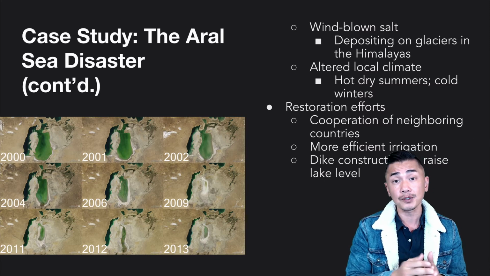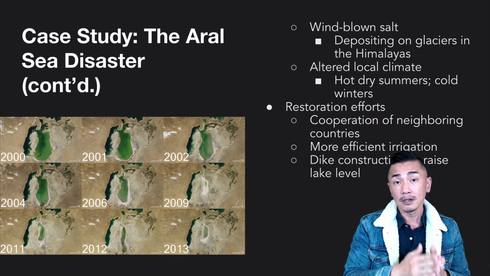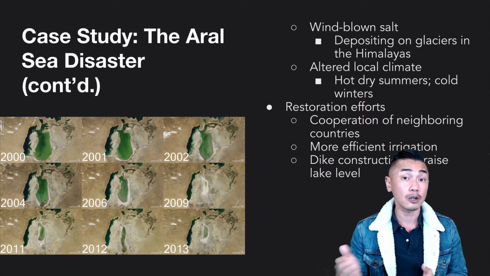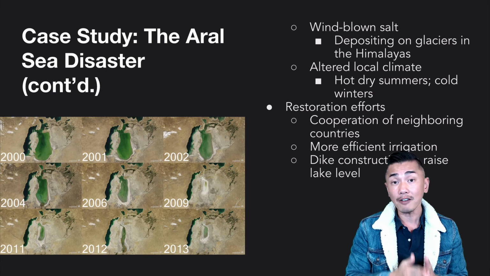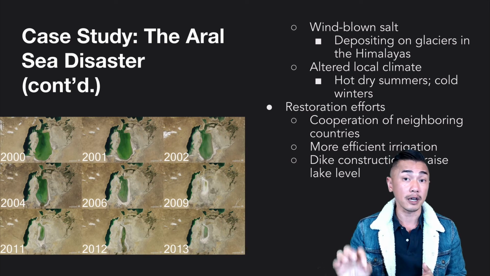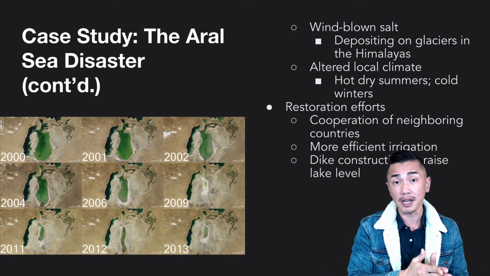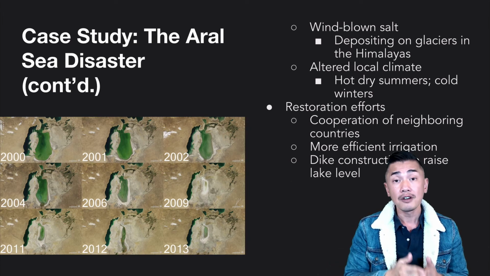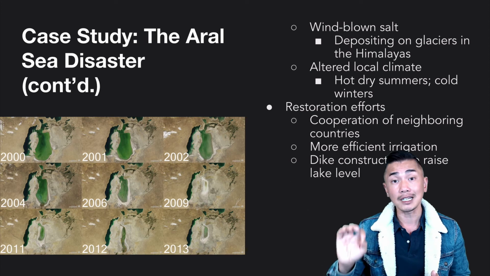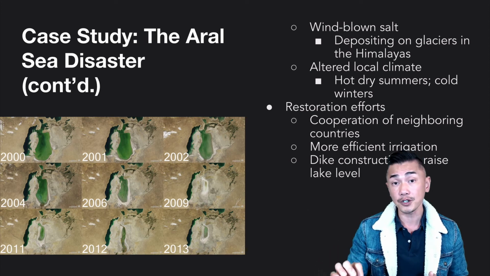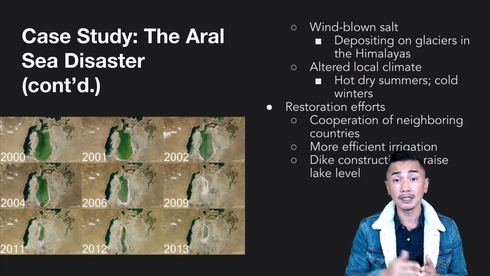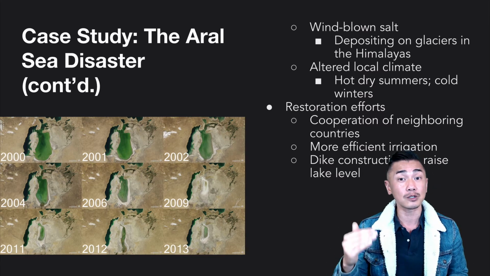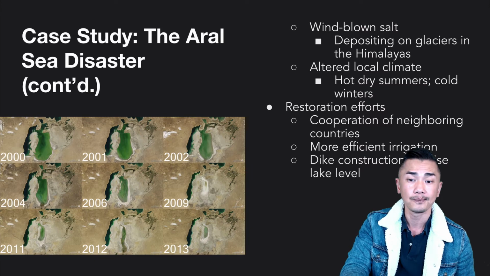It's had effects on local weather. Summers there are now hotter and drier. Winters are colder. There have been efforts to restore the Aral Sea. Uzbekistan and Kazakhstan are now cooperating with one another. Farmers in the region are trying to irrigate their fields more efficiently. And finally, dikes have been built to try to raise the lake level and slow down evaporation.